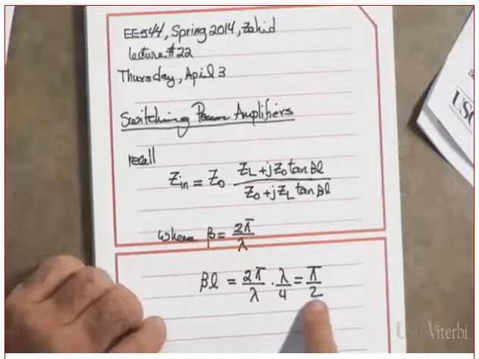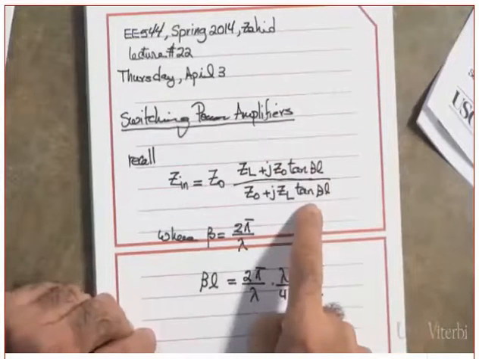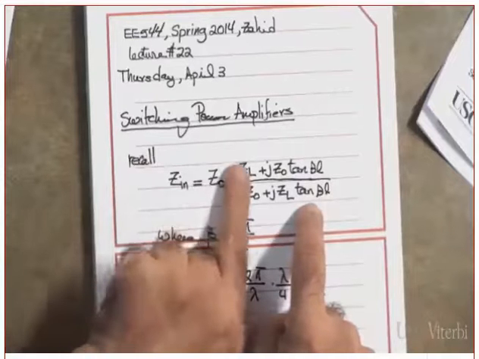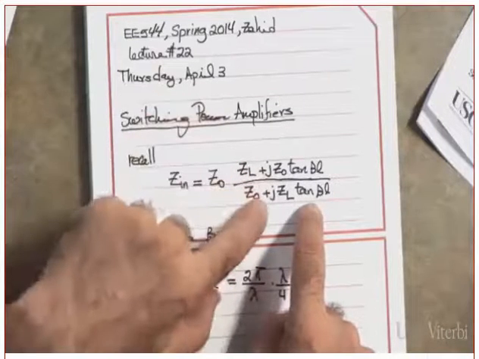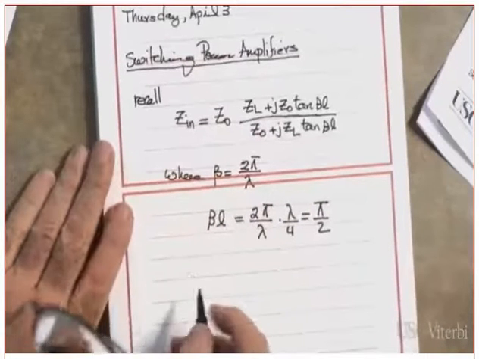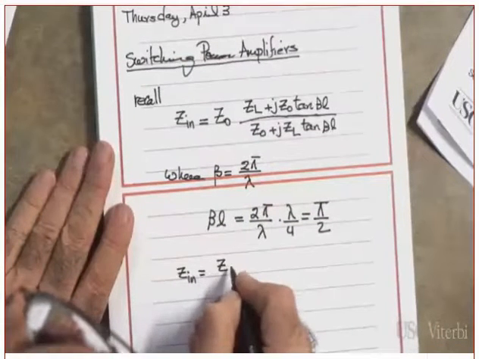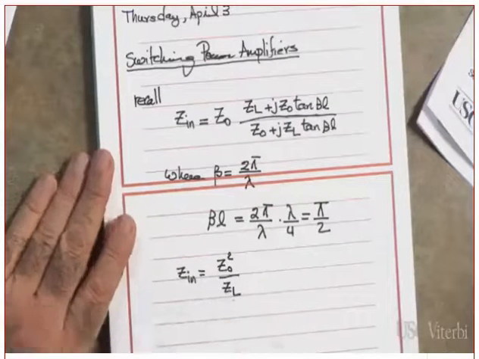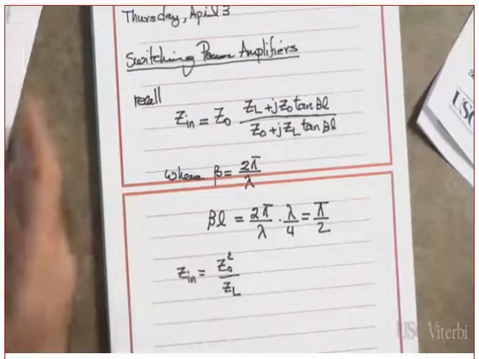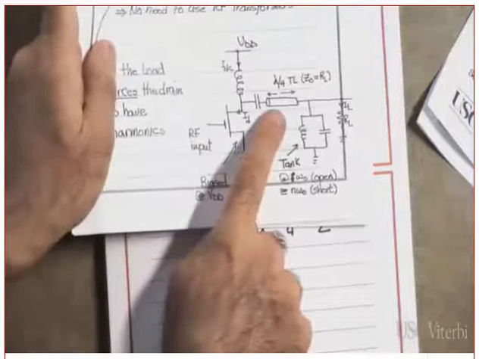Now, if it is pi over 2, what is the tangent of pi over 2? Infinity. Which means what? These are negligible. You agree? The j cancels with the j. And what do I end up with? I end up with Zn equal to what? Z0 squared over what? ZL. Do you agree?